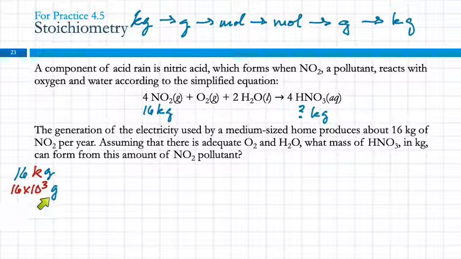So what I'm going to do here is leave the kilo there. I'm going to cancel grams. And I'm going to go to moles, and then back to grams. And the kilo is still going to be there, and so my answer is going to be in kilograms at the end. So this is kilograms of NO2. And I'm going to go to moles of NO2.